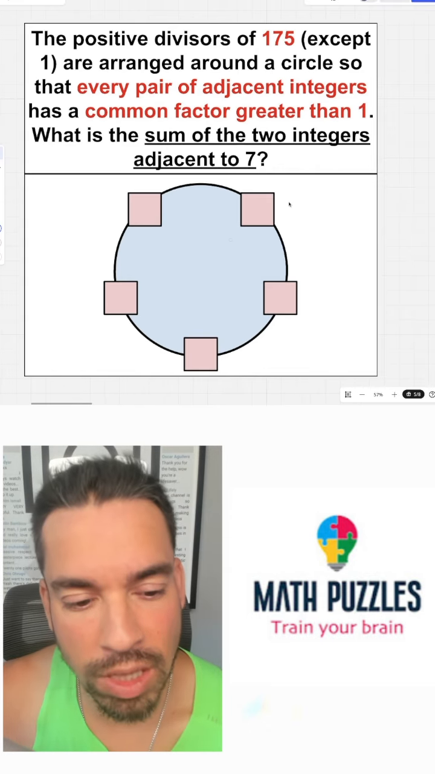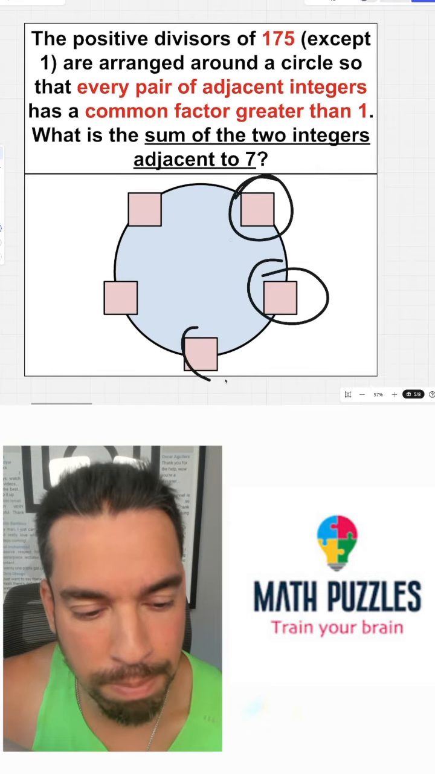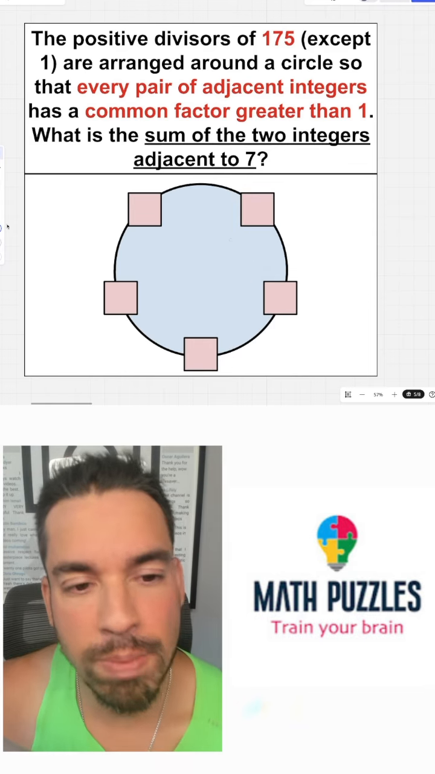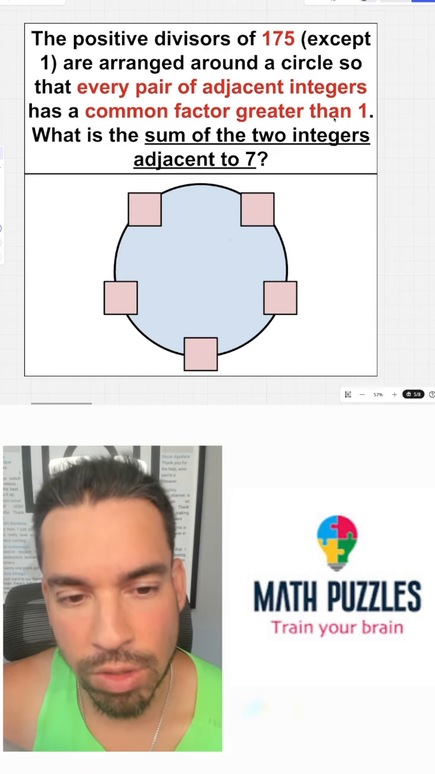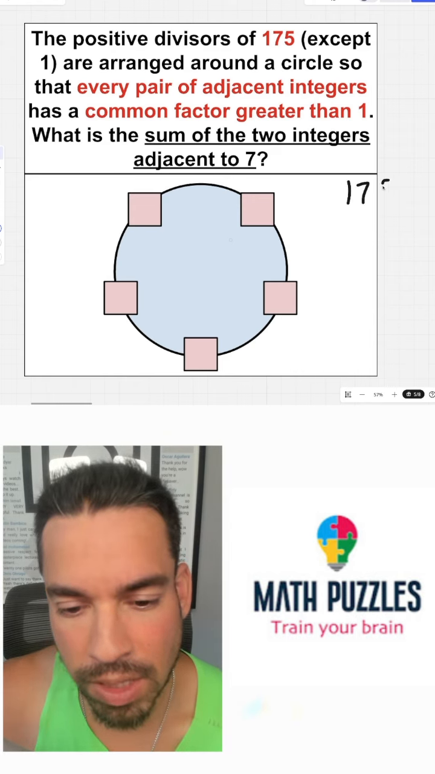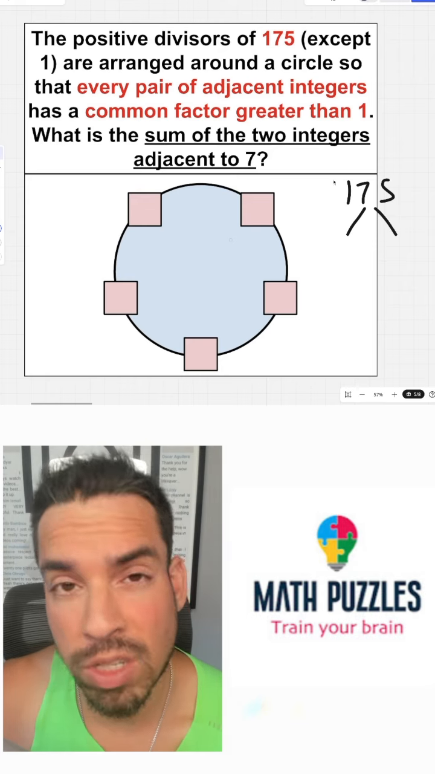Okay, so for this one, there's a little bit of a hint here. You can see 5 boxes. That tells you that there's only going to be 5 unique factors, of course, excluding 1 for 175. So let's figure out those factors first. And to figure that out, I'm actually going to do some prime factorization to get the prime factors.